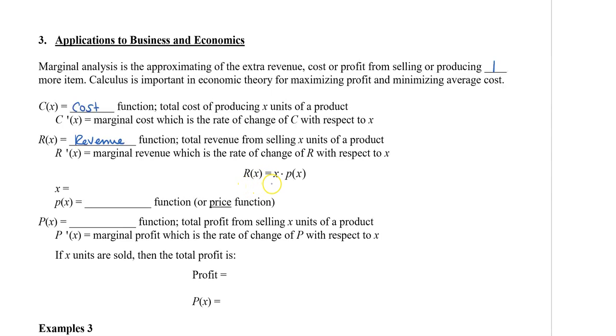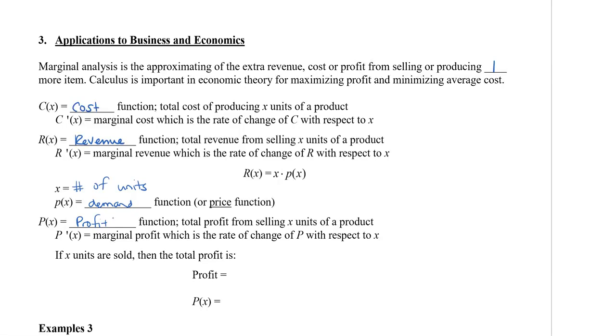Revenue is actually equal to x times P of x. The x stands for how many units we have, or the number of items of the thing that we are producing. And then the P of x is called our demand function, or the price function. And then capital P of x is our profit function. And this is the total profit from selling the x units of a product.